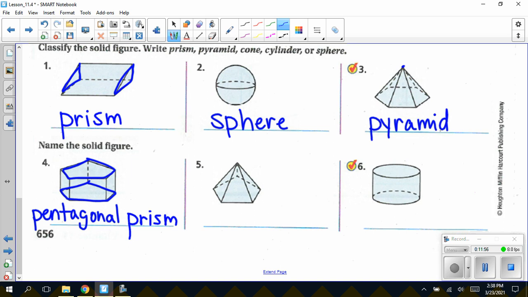Number 5, again, the base shape we see has 5 sides. So it is a pentagon again, so pentagonal. But this time it only has 1 base and those triangular faces meet up at that point, the vertex, so it is a pyramid. And finally, number 6, this has 2 circular bases with 1 curved surface going around, so it is a cylinder.